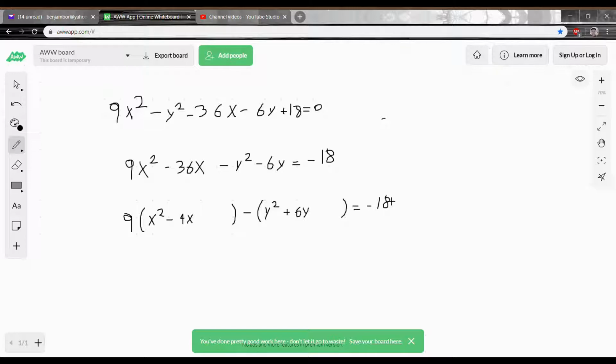Now we're going to start the process of completing the square. We are going to add in half of the coefficient of our x term. That is negative 2, and that's going to be squared. Over here, we're going to add in half of the coefficient of our y term. That's going to be a positive 3, and that's squared. Now we need to make this equation equal on both sides. So negative 2 squared is 4. 4 times 9 is 36. So if we're adding 36 to this side of the equation, we need to add 36 to this side.